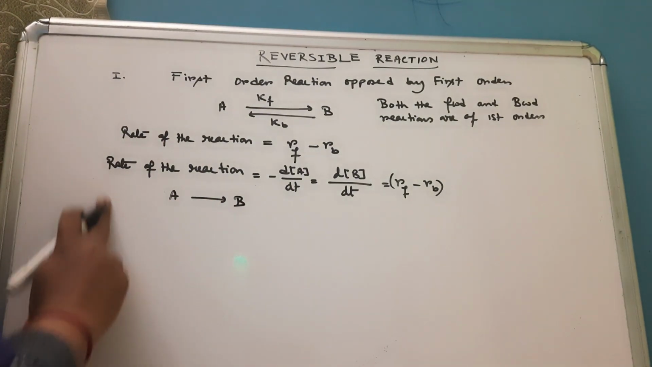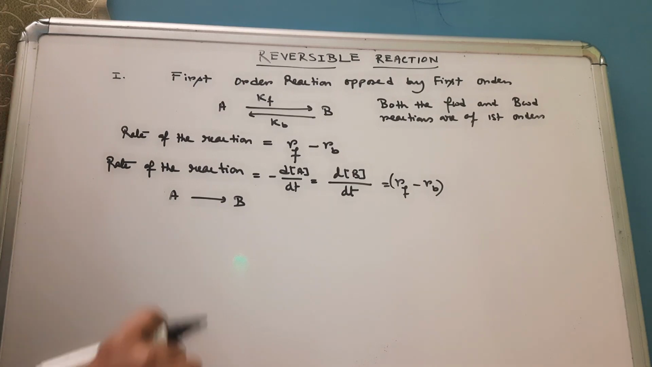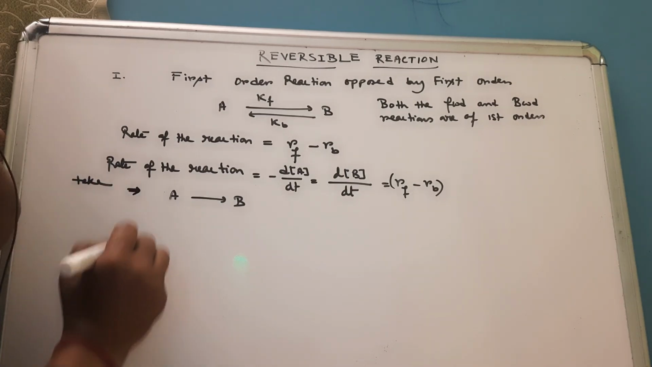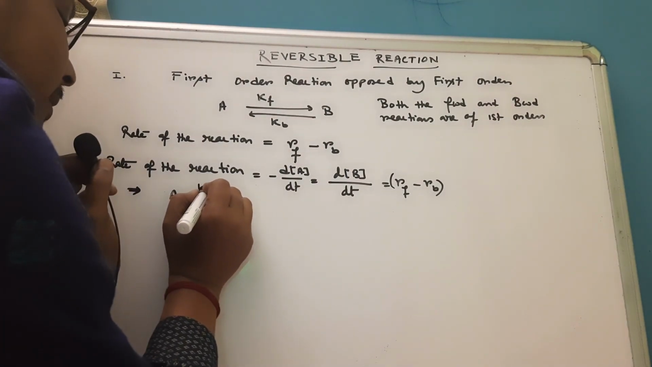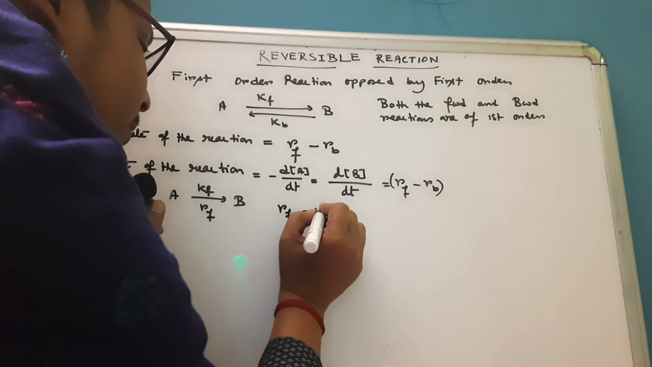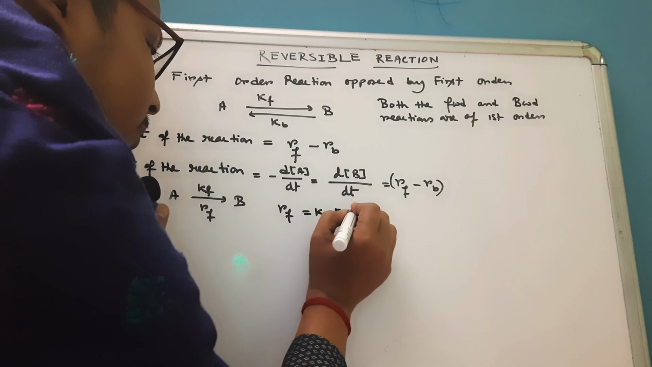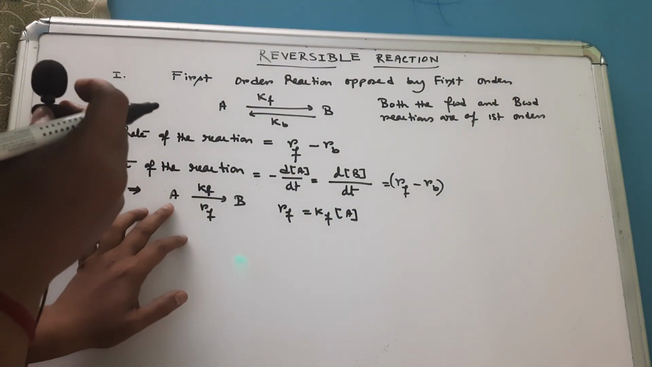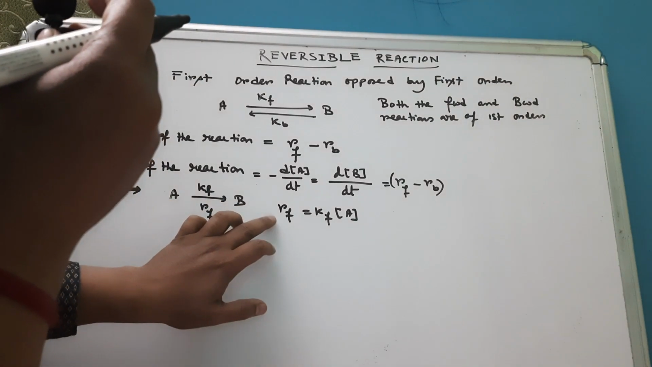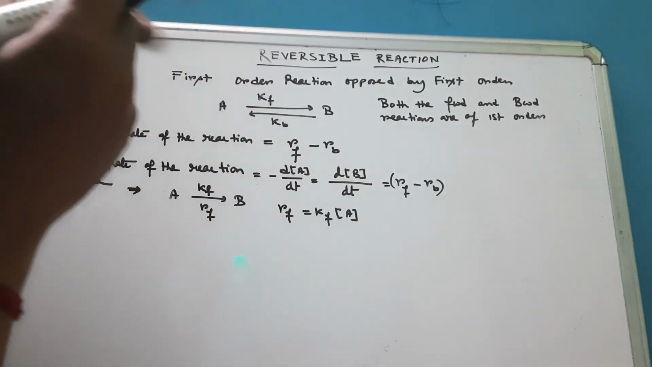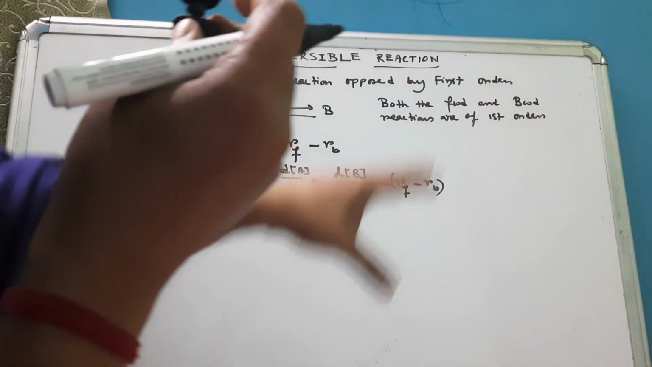Now let us assume the forward reaction only. Take the forward reaction A to B. This is Kf and the rate is Rf. So Rf equals Kf into the concentration of A to the power 1, because for the forward reaction A is the reactant, and the power of the concentration of A in the rate equation will be 1, because we assume that both the reactions are of first order.